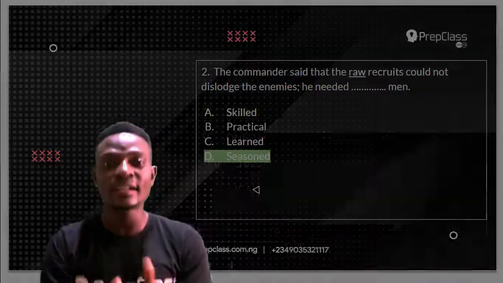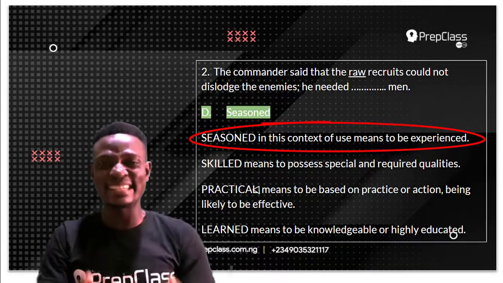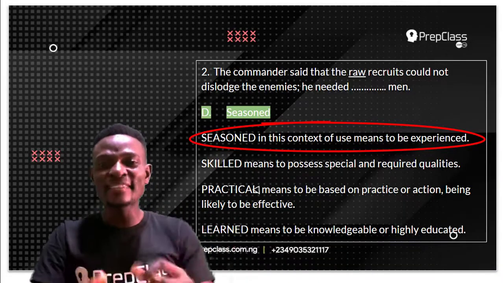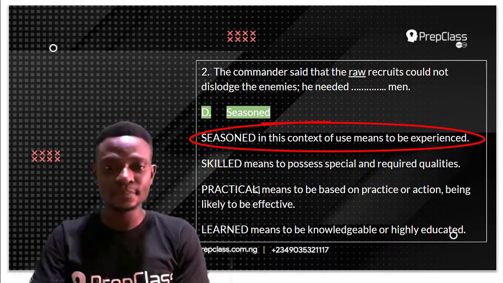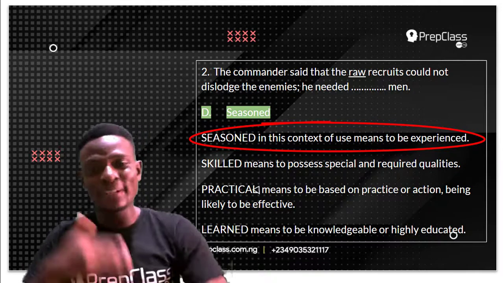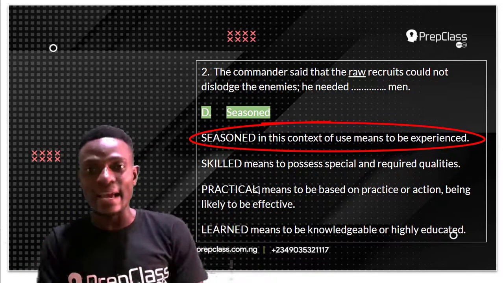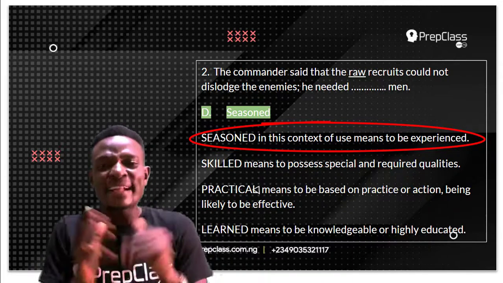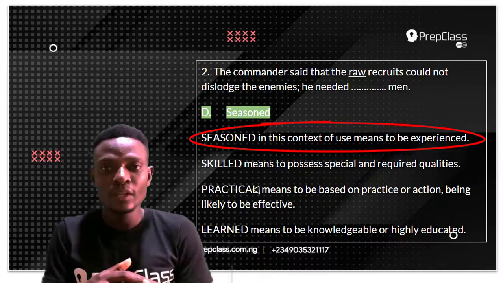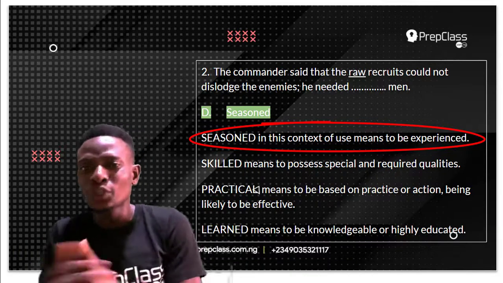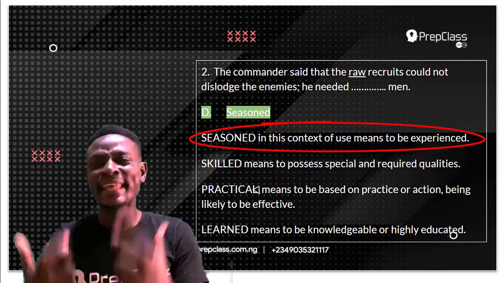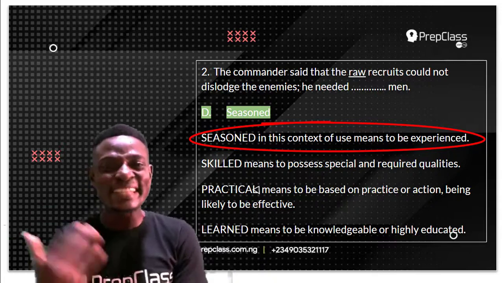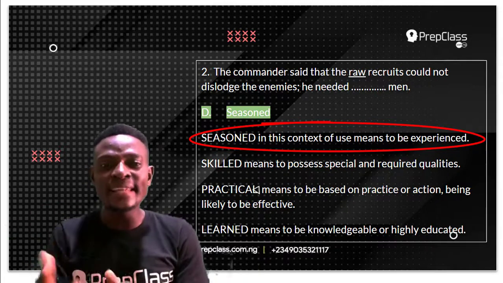What is the meaning of the word seasoned? The word seasoned in this context means to be experienced. People that have gone to war over time, they are experienced, they are seasoned. So depending on the kind of enemies you have, you would not need raw recruits, you would not need new or inexperienced recruits, you would need seasoned men, experienced men.